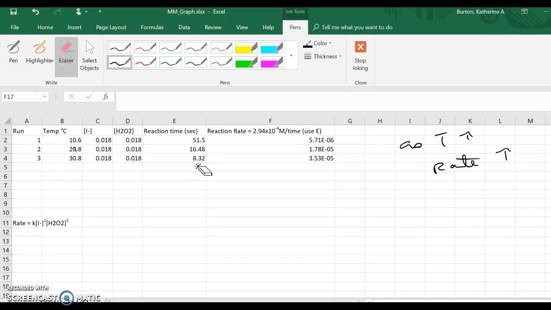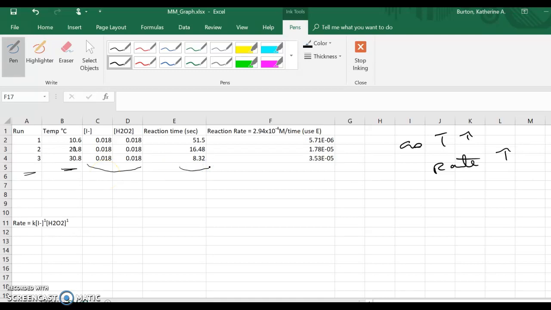So first of all, we need to get our data typed in. You're going to have three runs, runs one, two, and three here. And we're going to have the temperature in degrees Celsius. Again, our concentrations are the same, 0.018 molar. We're not going to vary them. You're going to have your reaction time in seconds.